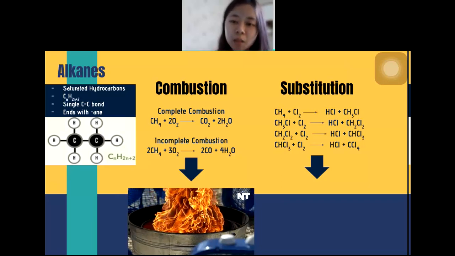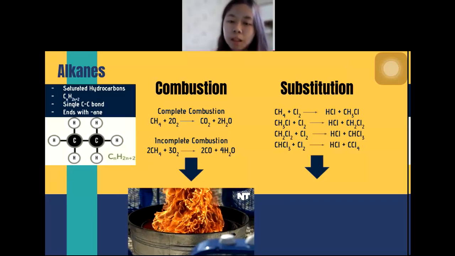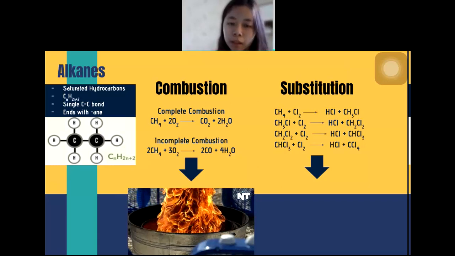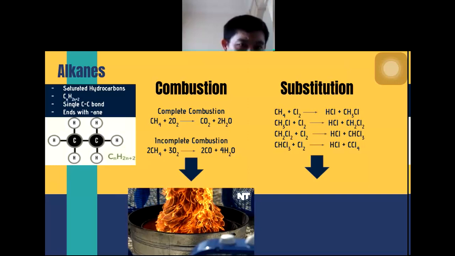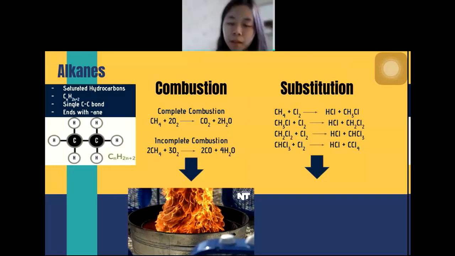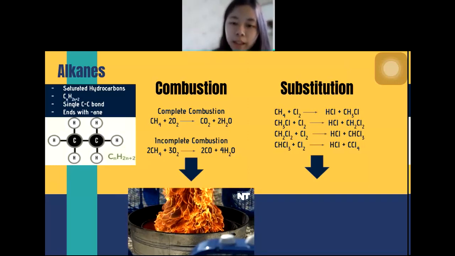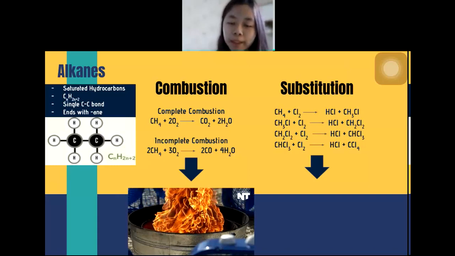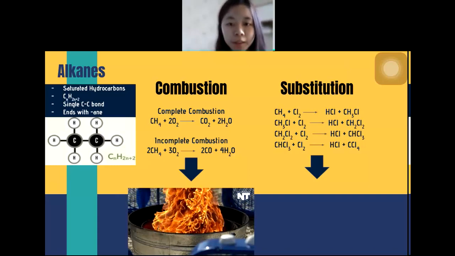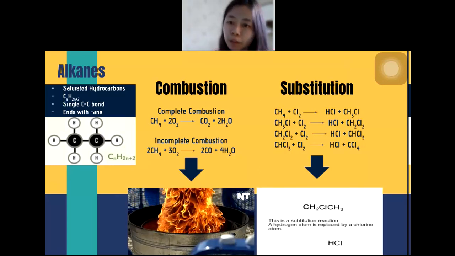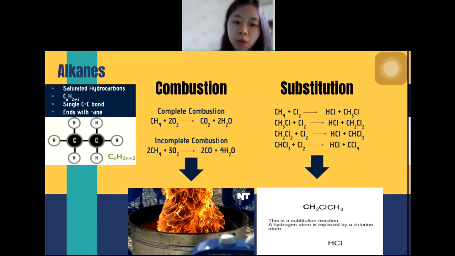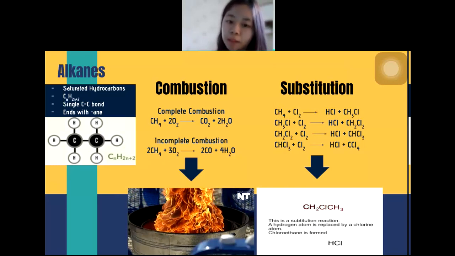And then the other reaction would be substitution. This relates to free radical chlorine, where the chlorine atoms replace the hydrogen atoms. So they substitute the hydrogen atoms, hence the name substitution. And if enough chlorine is present, the reaction will go on until all of the hydrogen atoms have been substituted.